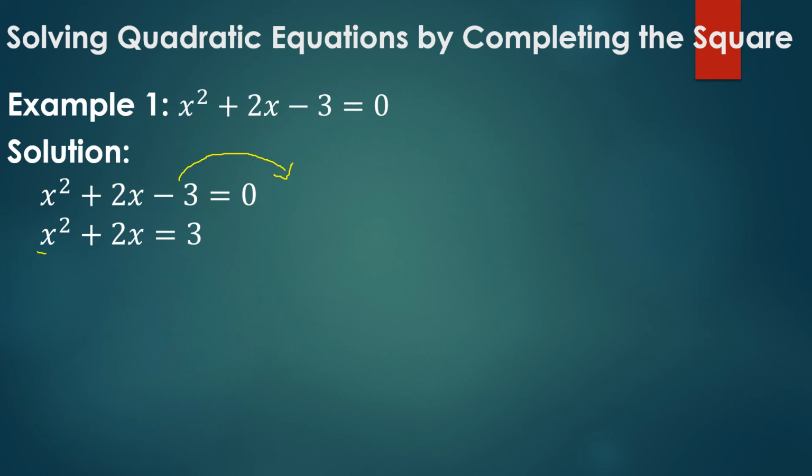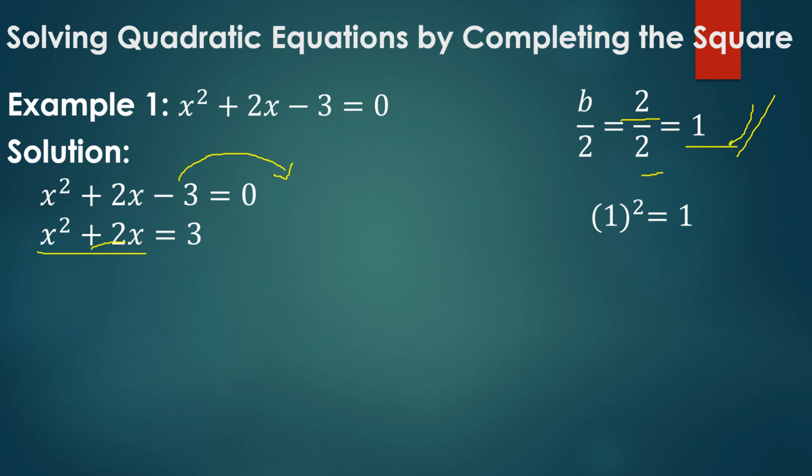And then, we have to complete the square of this expression, x squared plus 2x. It is by taking half of the coefficient b, which is positive 2. Right? So we have b over 2 is equal to 2 over 2, which is equal to 1. And after that, we are going to square this 1. We have 1 quantity square will give us positive 1.